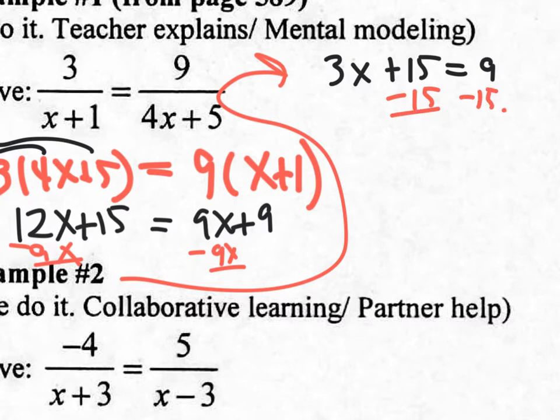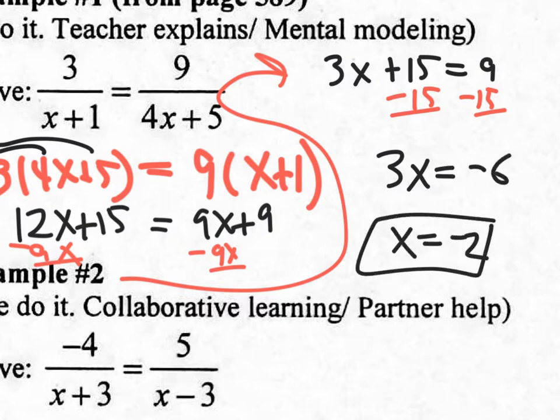Subtract 15. We're going to end up with our final simplified equation 3x equals negative 6, which means that x equals negative 2 because you divide by 3 here and you divide by 3 there. So you end up with x equals negative 2. That is a negative right there in front of the 2. Any questions?